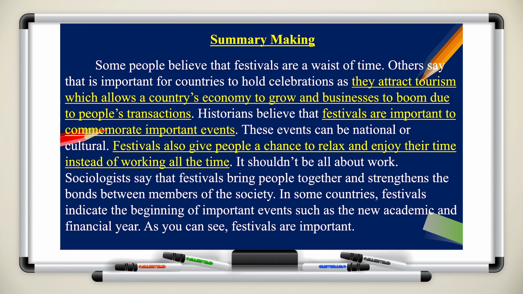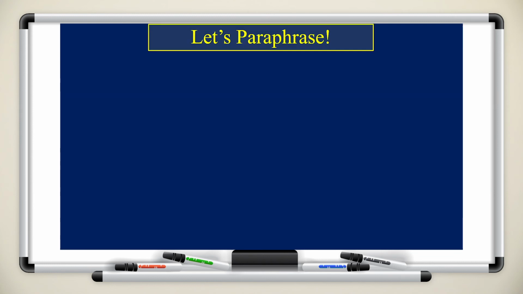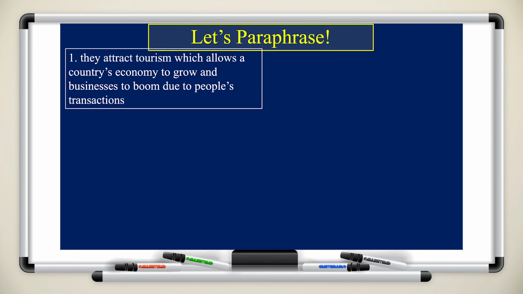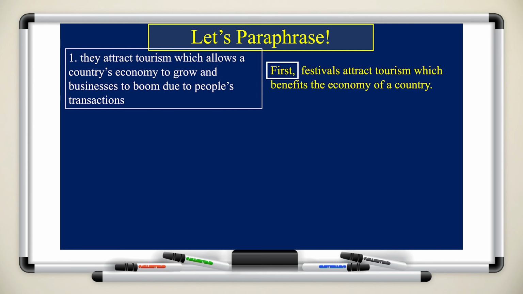And here are the remaining ideas. Let's paraphrase. Idea number 1, they attract tourism, which allows a country's economy to grow and businesses to boom due to people's transactions. Notice we used transition words. First, festivals attract tourism, which benefits the economy of a country.